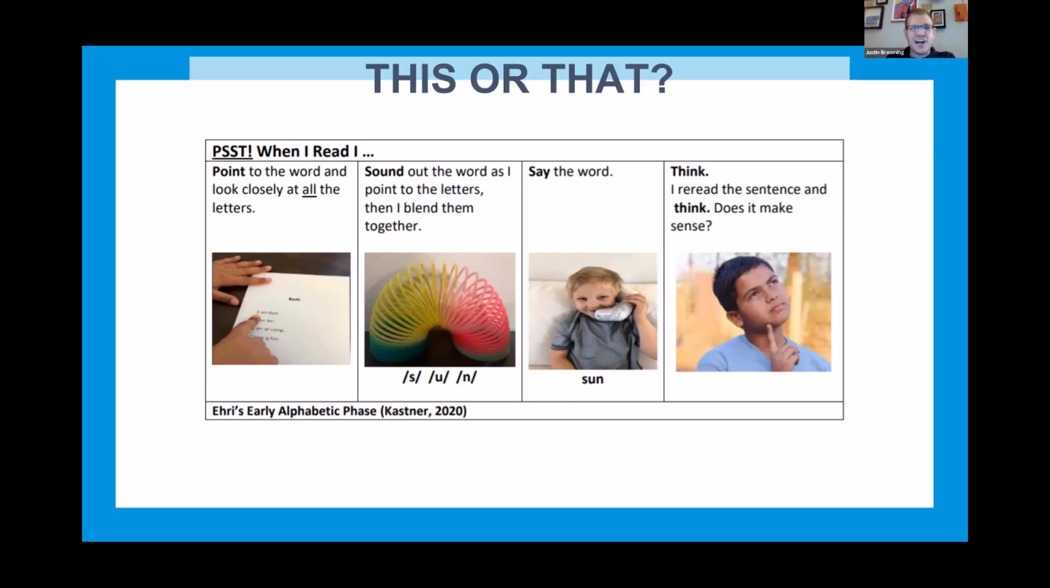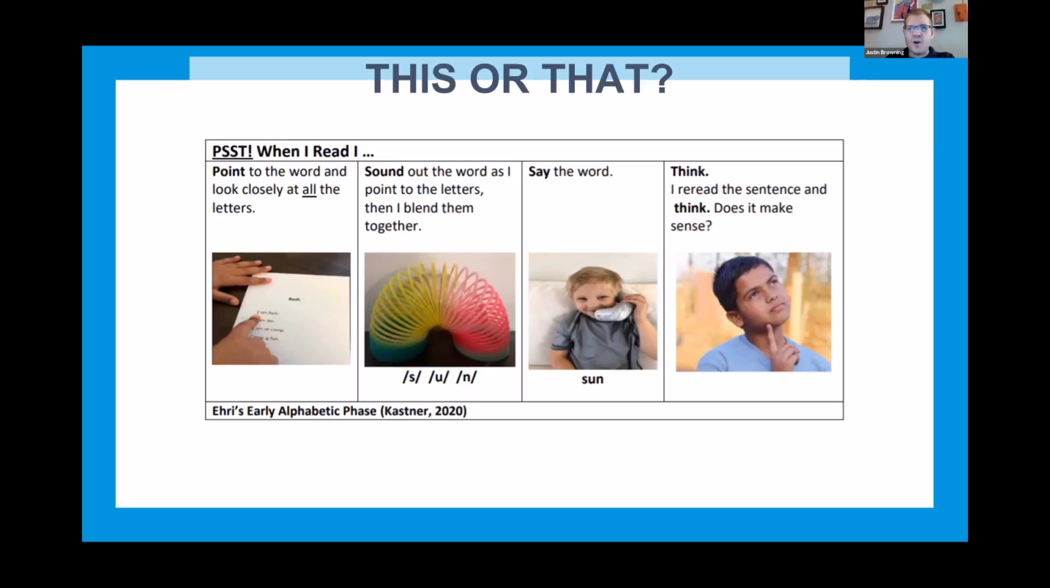Because reading is not a visual activity. We do not look at words and our brain doesn't say, huh, that word is with, and that's all. It has to be orthographically mapped. So it has to take all of those sounds and the letters and put it all together over and over and over so that our brain can receive it and retrieve it quickly. The S is sound out the word as I point to the letters and then blend them together. Then say the word and then think. So you reread the sentence, does it make sense?